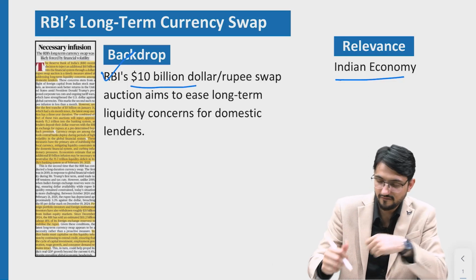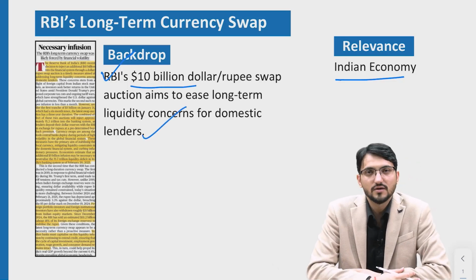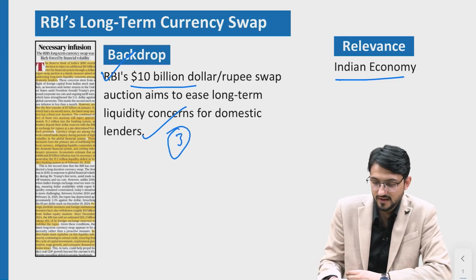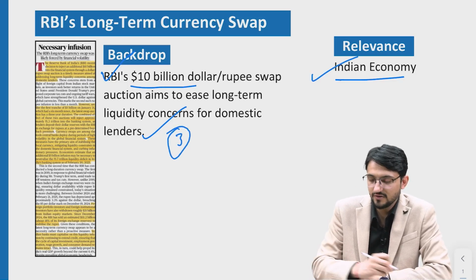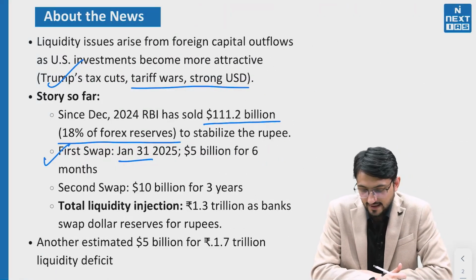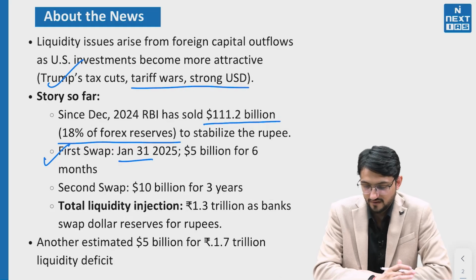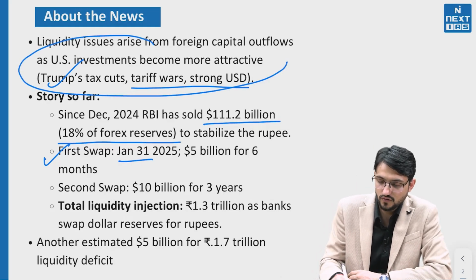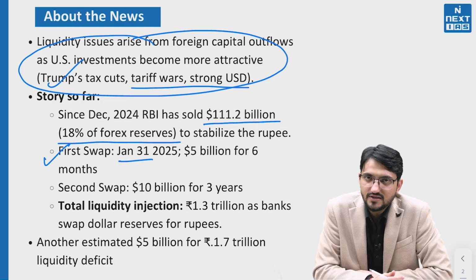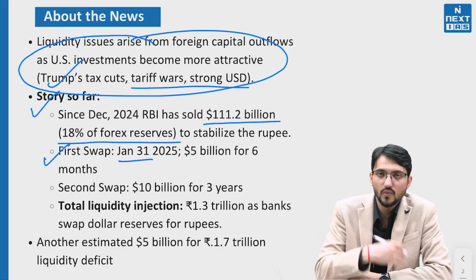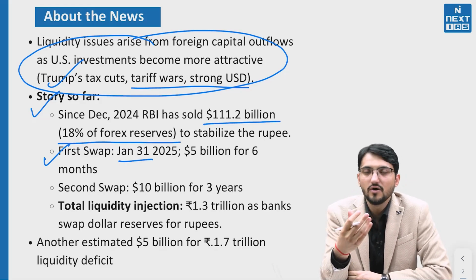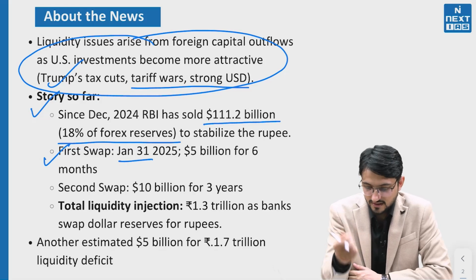So this is the backdrop of this news, that $10 million rupee swap has taken place recently, and this has been done for around 3 years, and this comes in your Indian economy part of syllabus. Going ahead with this news, let's read the story so far. So I have already explained to you the issue of America becoming an attractive destination again, and the attempt made by RBI to curtail this rise of dollar or depreciation of currency, that is Indian rupees.